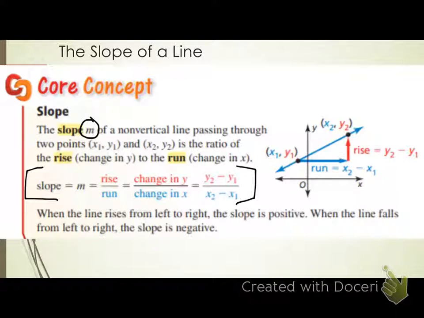Slope also equals m. We use m to represent slope. Slope is rise over run. You guys have heard that before. My rise is my change in y. My run is my change in x. So if I have rise over run, I also have my change in y over my change in x. And then the last part is our slope formula. y2 minus y1 over x2 minus x1.